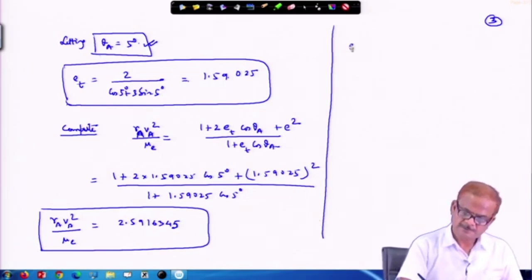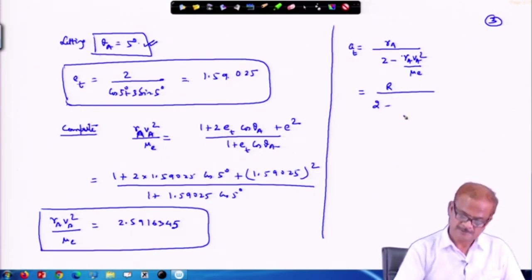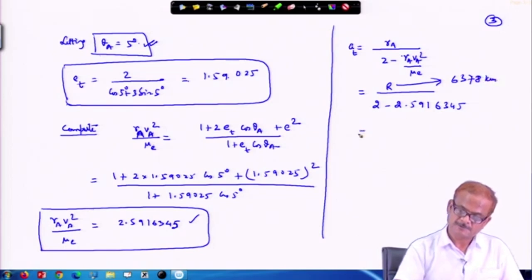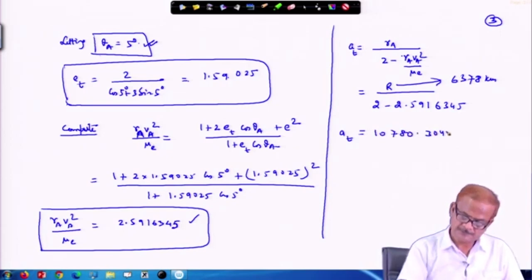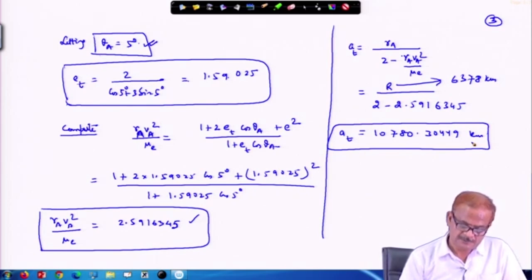Once we have got this value, the semi major axis of the transfer orbit can be calculated, which is r divided by (2 minus R_A V_A squared divided by mu). R_A is the point where we have the distance r from the center of the earth, so 2 minus this quantity 2.5916345, and this r is nothing but 6378 kilometers. Once we insert these values, this turns out to be 10780.30449 kilometers. So this is the semi major axis of the transfer orbit.